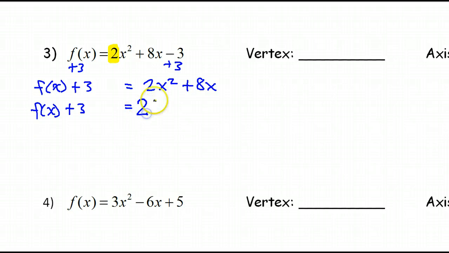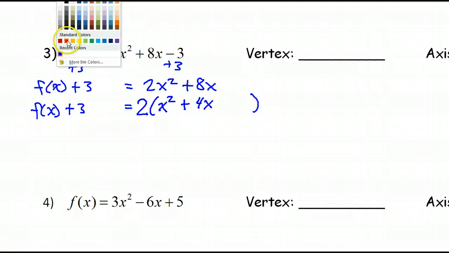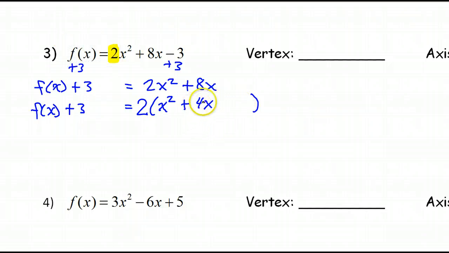So we will put a factor of 2 outside the parentheses. Inside, that will leave x squared plus 4x, leave a space. I'm dividing everything by 2 when I do this. Now we decide what the magic number is that completes the square. It will be 4. Half of 4 is 2. 2 squared is 4.